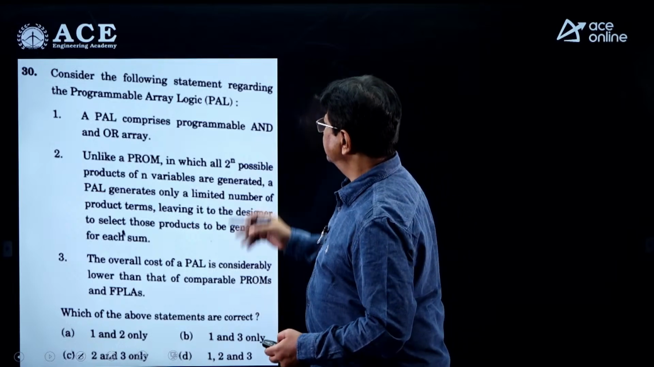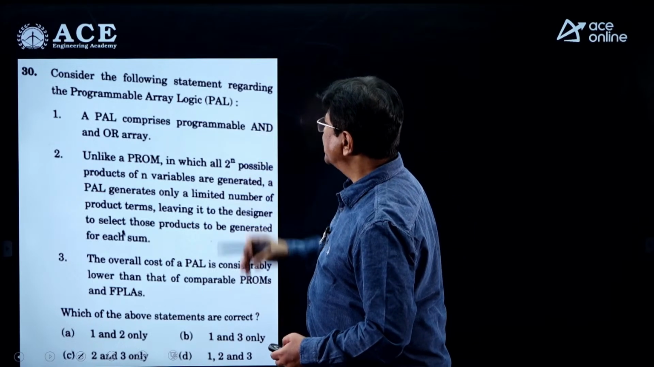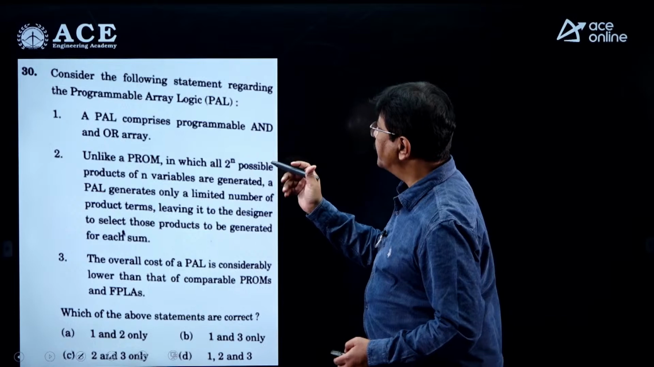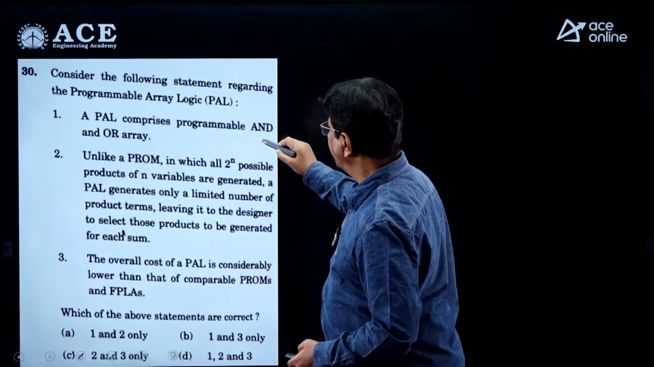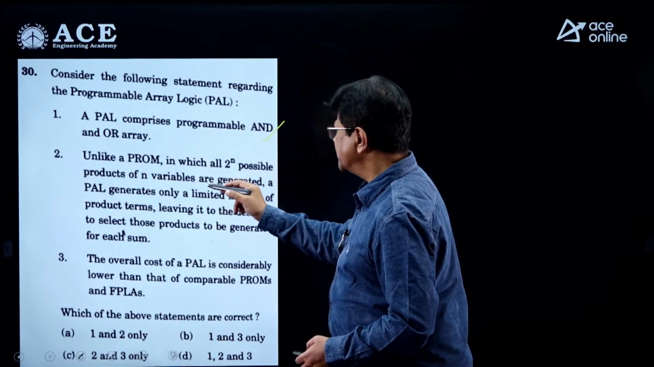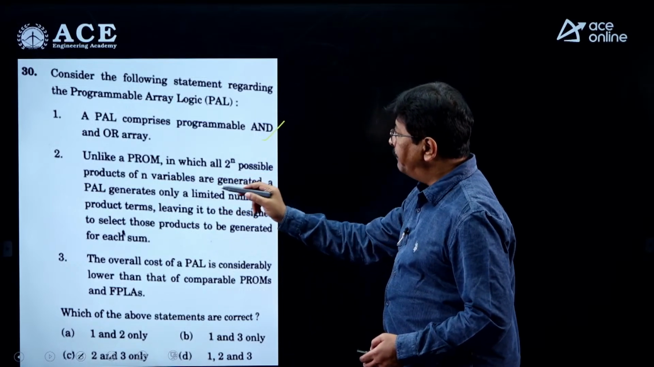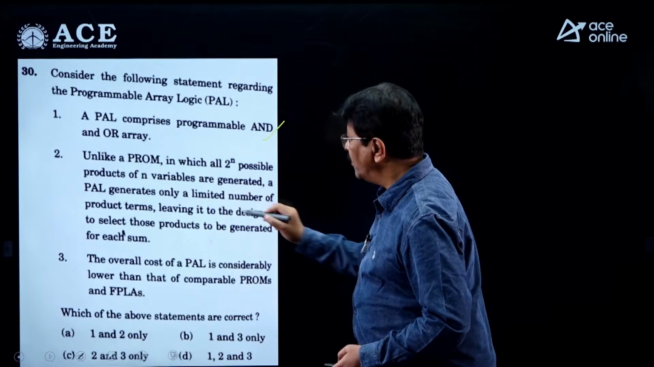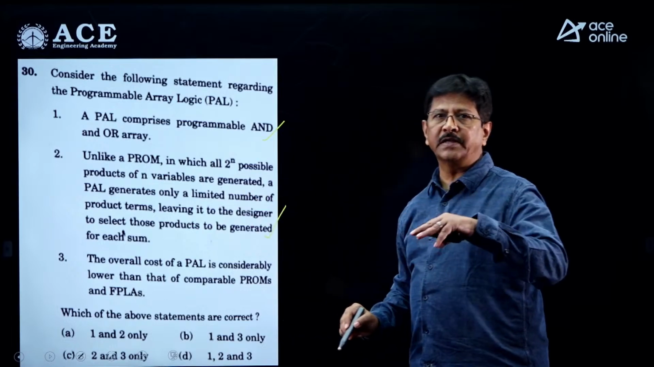Yes. So consider the following statements. A PAL comprises of a programmable AND array and an OR array. Correct. Unlike PROM, in which all 2^n possible products of n variables are generated, a PAL contains only a limited number of product terms. That is the main feature of that.